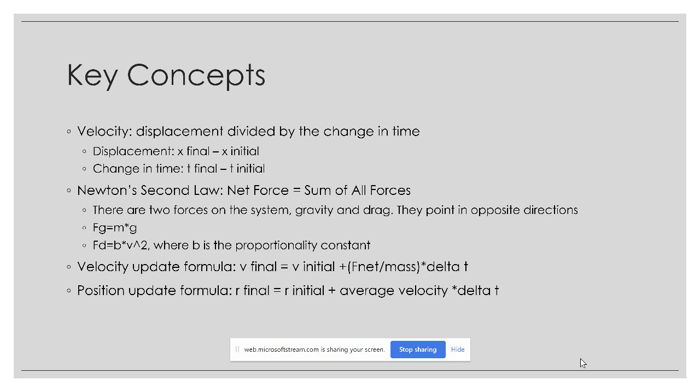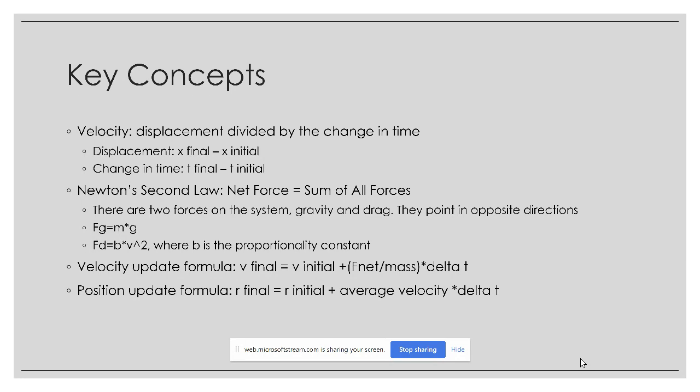So some key concepts. One is that velocity is equal to the displacement divided by the change in time, where displacement is just the final minus initial position, and the change in time is just going to be the final minus initial time. Also, Newton's second law is another fundamental concept, which states that the net force is equal to the sum of all forces.